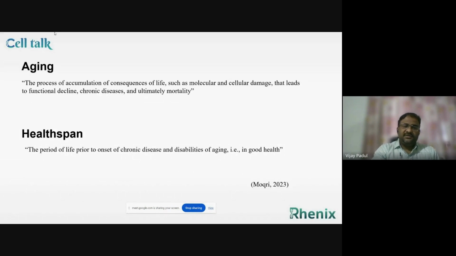Health span is a period of the life or age of an animal in which the person will remain healthy. It is defined as the period of life prior to onset of chronic disease and disabilities of aging. That means the time period that the animal spent in good health.